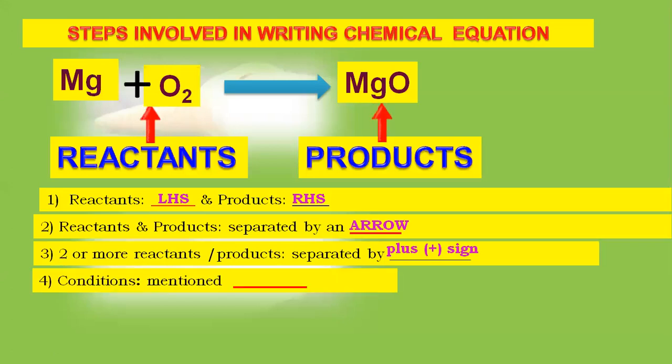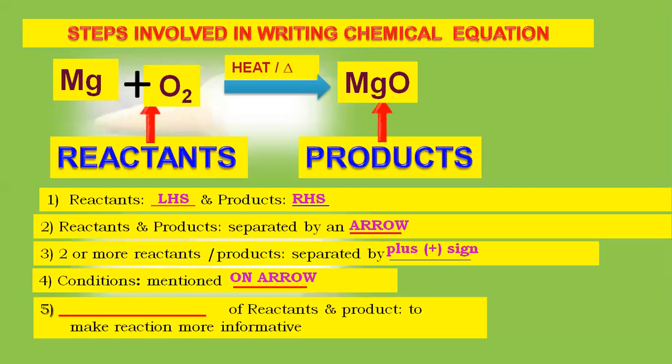Fourth point, if any other condition is required to carry out the reaction, we put the condition on the arrow. And the last point was, physical states of the reactants and products are mentioned to make the reaction more informative. So these were the steps involved in writing a chemical reaction. Along with that, students, if we are using certain acids, the acids can be either concentrated or dilute, so that condition we also have to mention at the base of the reactant and product. Till here, I remember we have all completed. Let us move ahead.